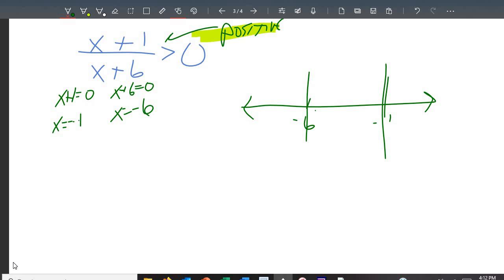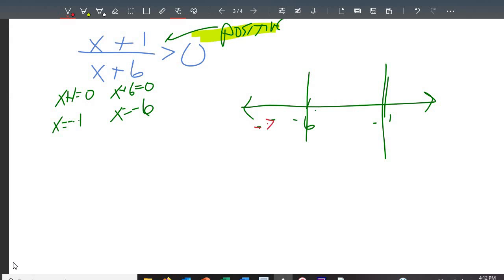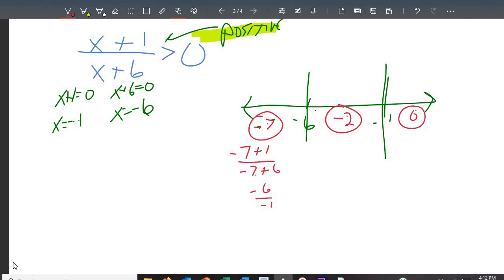Alright, I'm going to choose negative 7 for my test value on this side. I'll choose 0 over here. I'll choose negative 2 here. So I'm going to plug these numbers in, and I want my answer to be a positive number when I simplify it. So that gives me negative 6 over negative 1, which is positive 6. So it's positive, so that means we shade in this region.